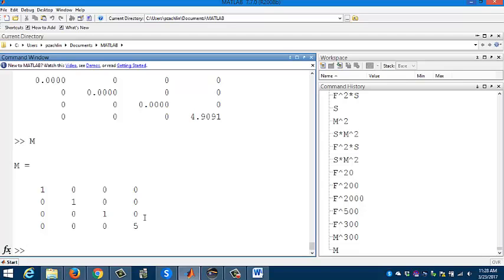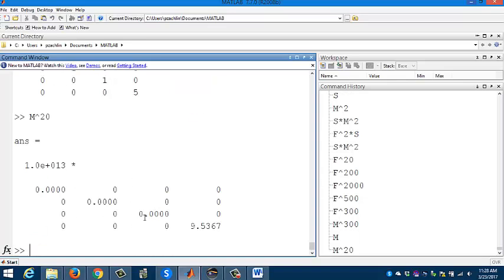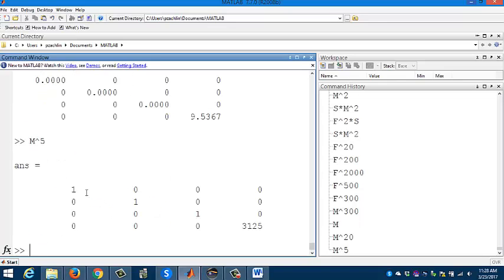Is the decimal places so small they only show the 4 0 places? Look at M to the 20th. It says it's 1 times 10 to the 13th times 0. That's interesting. Here, what's M to the 5th? Okay, well, at least now it knows it's ones. But this thing's getting huge.